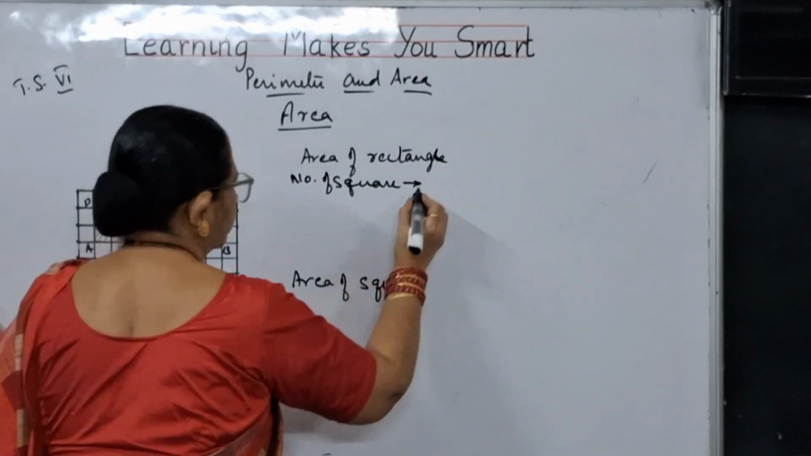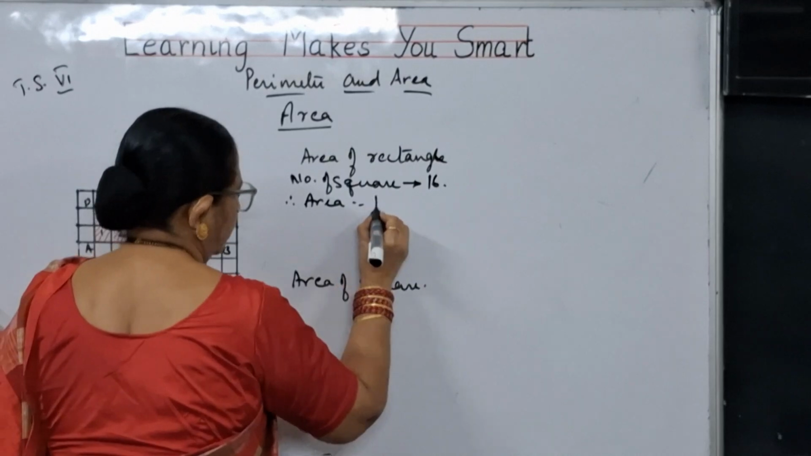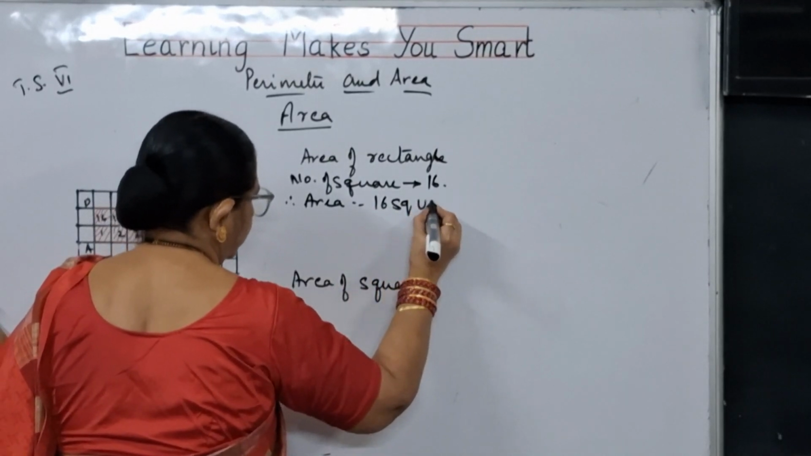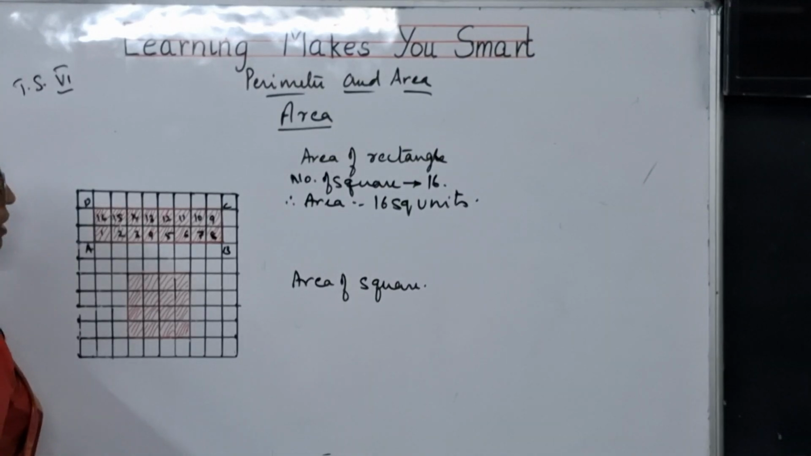are there. Number of squares 16 means, therefore what is area? Area is 16 square units. So by using graph we will be counting like this.